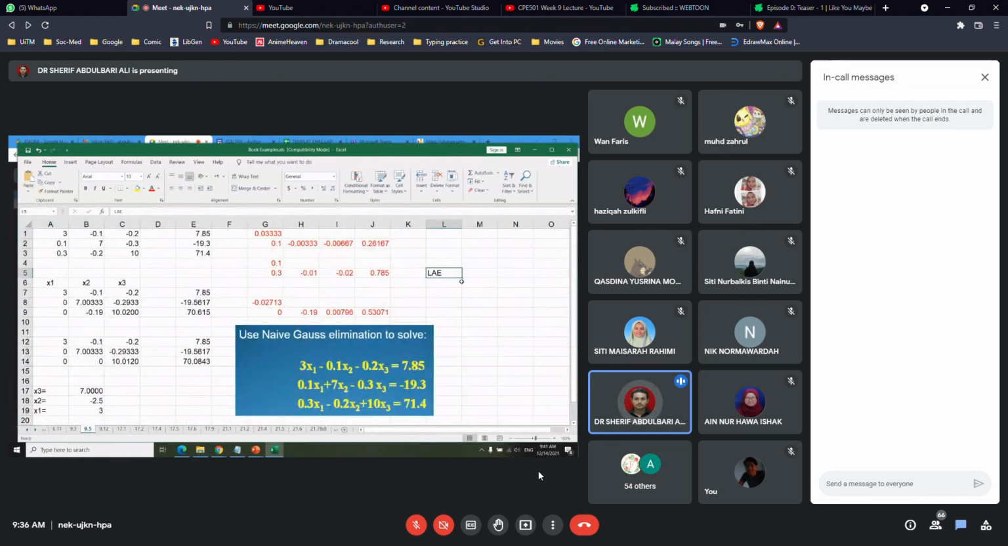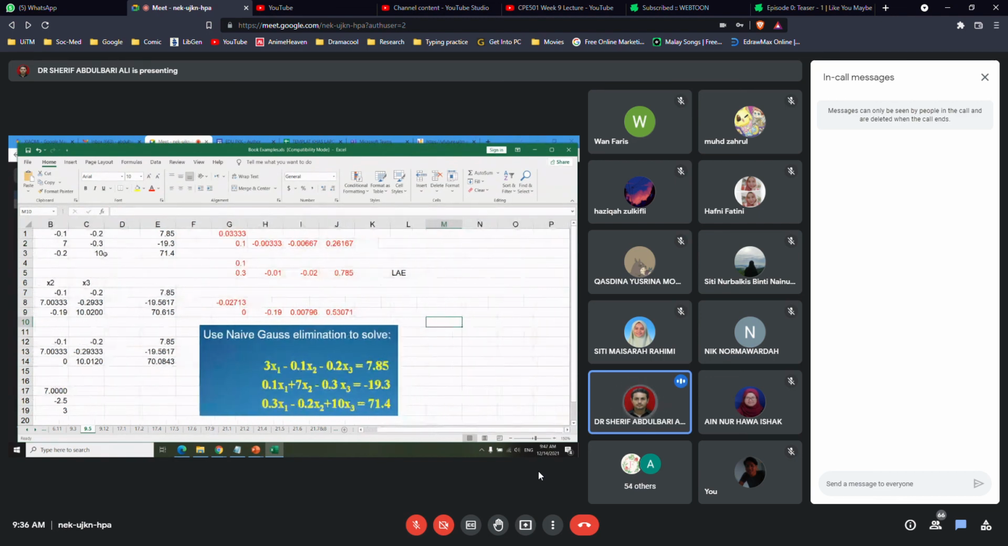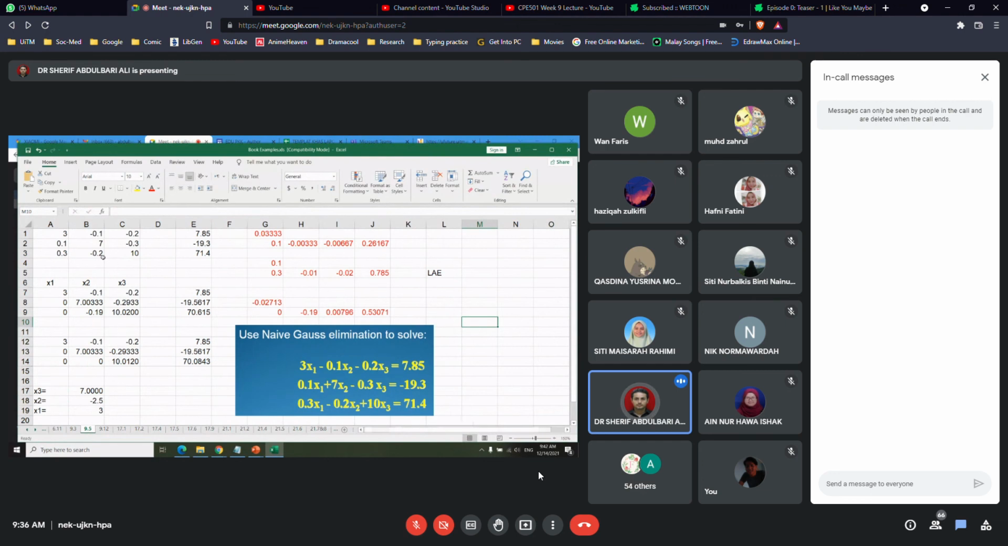So when the question asks you to solve this using Excel, it doesn't mean that you need to do this one. This is my explanation to tell you how the method works. For a linear algebraic equation to be solved using Excel, you don't need to write this Excel file. You just only need to have these equations in here. Okay, I'm going to show it to you.